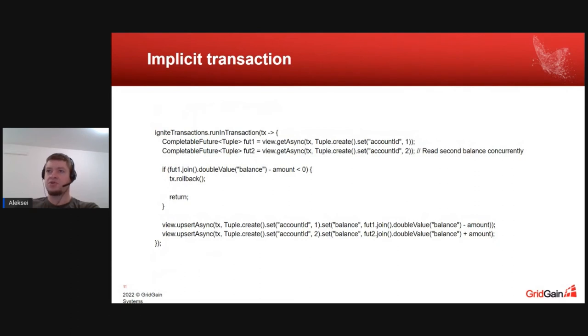The third version is the same as the previous one, but uses a closure-style API. This version is the most compact of all in terms of written code lines. In general, this API is the recommended way to work with transactions.